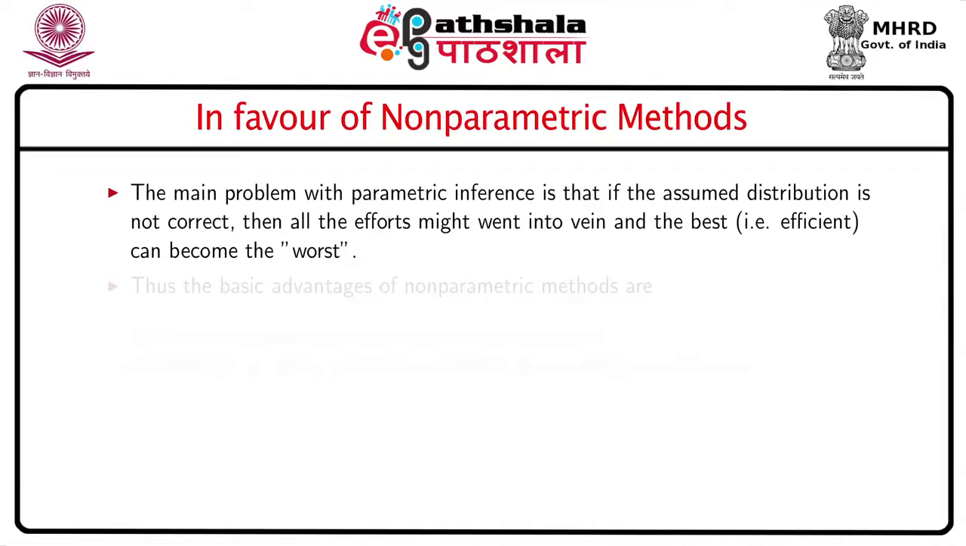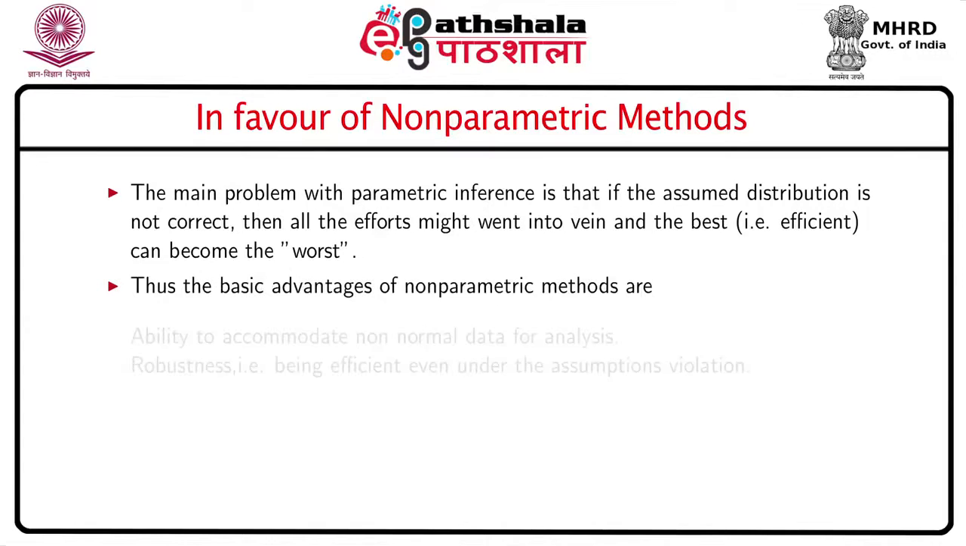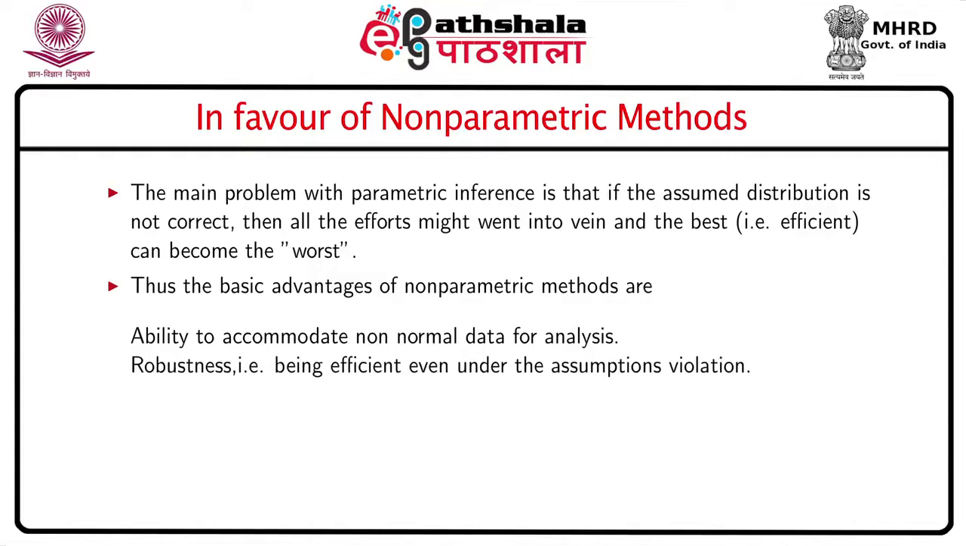So if the data is non-normal, we can still use non-parametric methods without knowing the distribution of the underlying variable. The second advantage of non-parametric methods is robustness, that is, being efficient even under assumption violation. In parametric inference we assume some particular distributional form with certain parameters. If the distributional assumption is violated, then these results are of no use, and in contrast, a non-parametric method is robust, that is, remains efficient even when the assumptions are not validated.